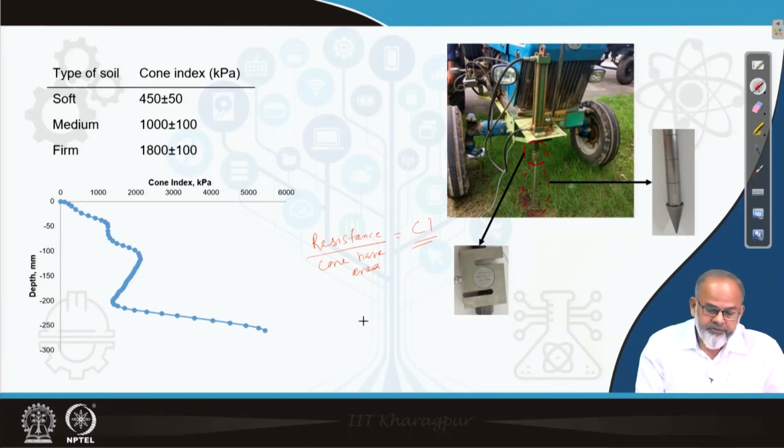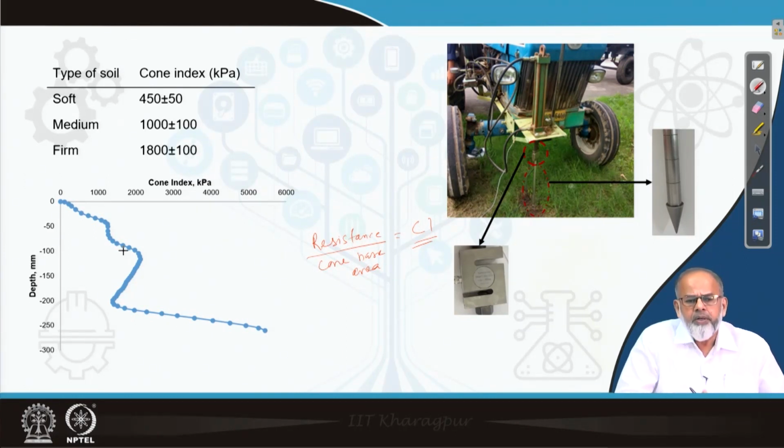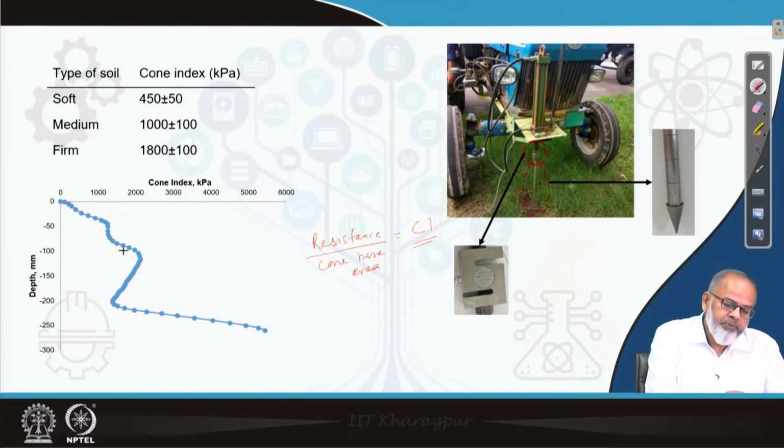Then once you calculate, the load cell has to be calibrated, and after calibration we can find out the corresponding cone index. Now this has to be pushed into the soil up to a depth of minimum 150 millimeter. Nowadays we can go up to whatever depth we require. So you will get a plot like this.